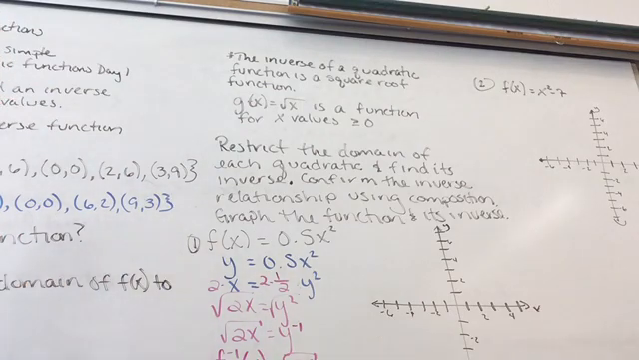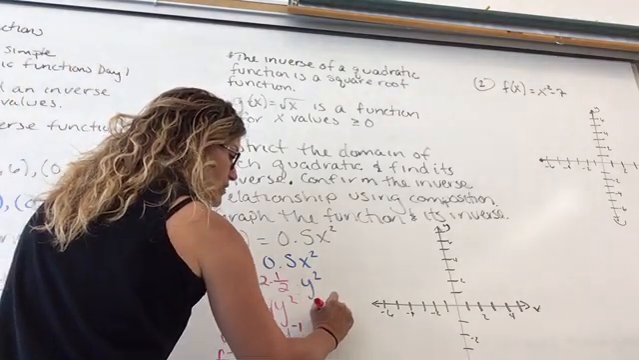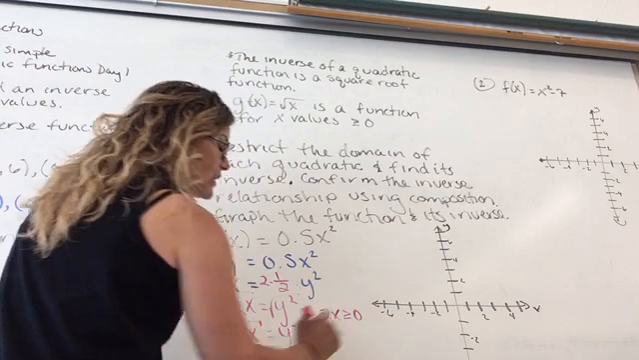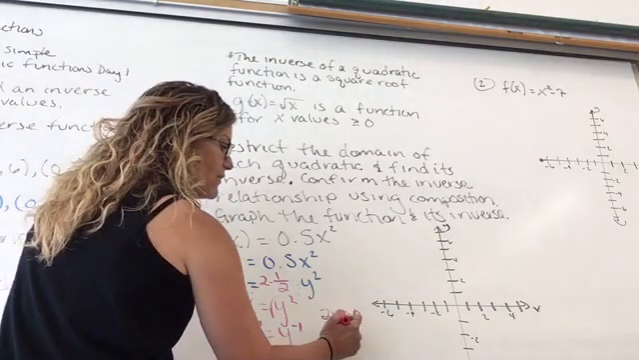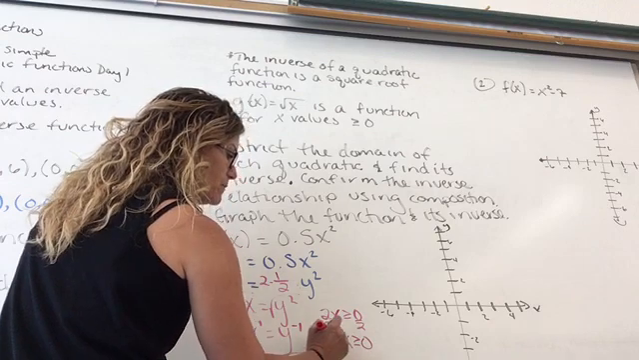Now, I want to write the restriction. Here's an easy way to find the restricted domain. I simply take whatever's in that radical, and it has to be greater than or equal to 0. So if I divide by 2, that still means x has to be greater than or equal to 0.